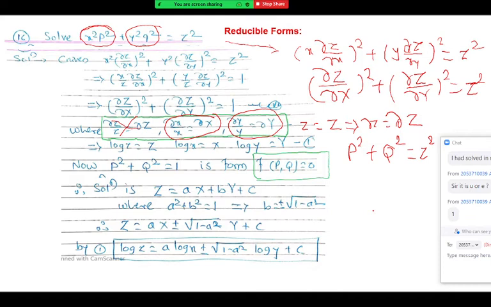If you reduce it to form 2, that is the p, q, z form, you have to put the substitution u = x + ay, and you have to proceed then. Any doubt?